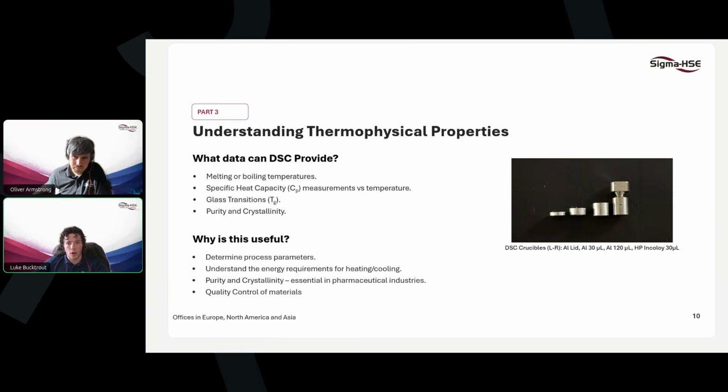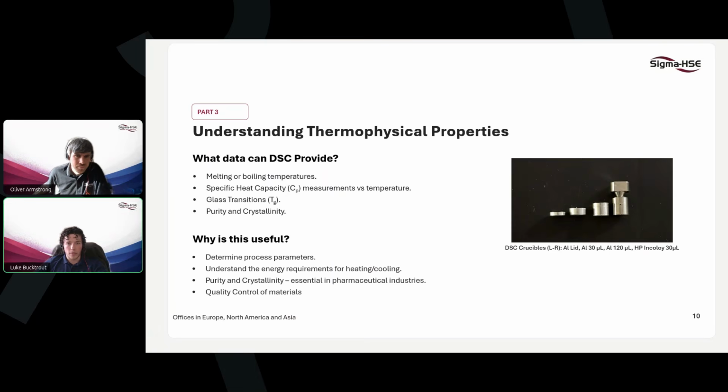But then moving on to the thermal characteristics of your material, so specific heat capacity measurements, not just of your raw materials, but your mixtures, are necessary not only to understand the energy requirements for heating and cooling in your system, but they're also required to accurately calculate vent sizes for emergency release systems later down the line.